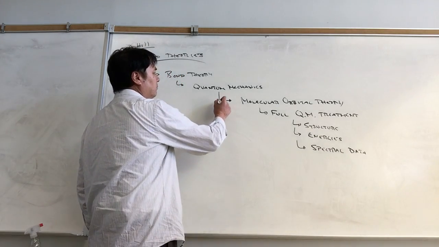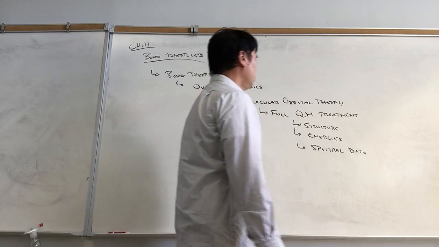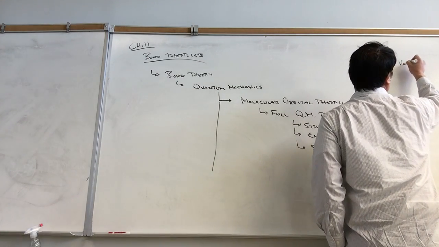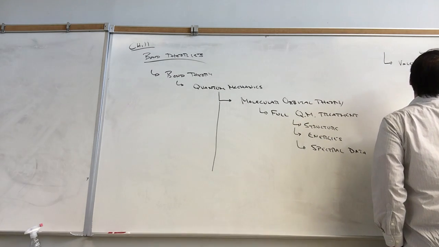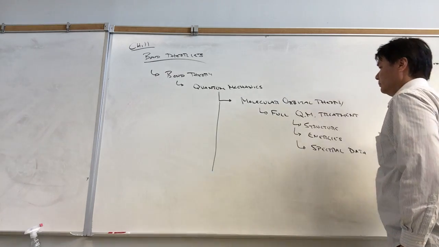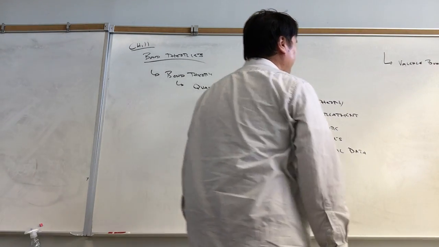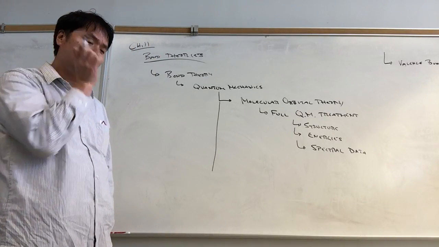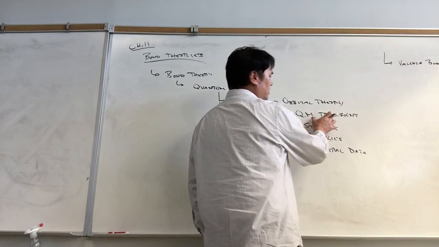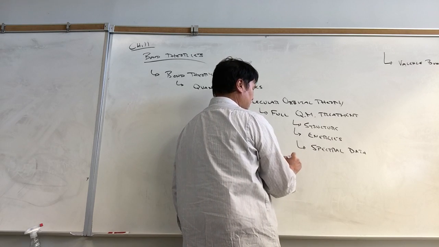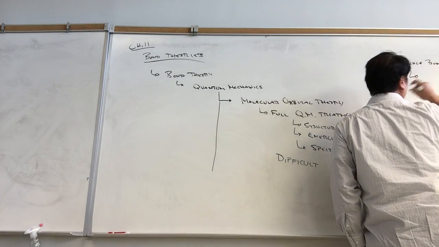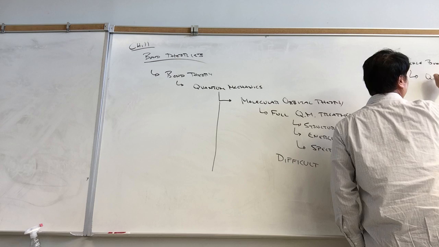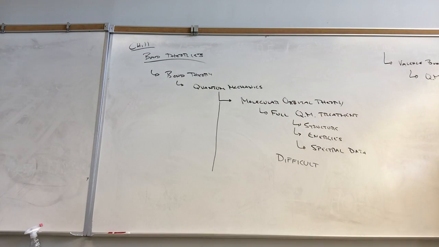Another way we can apply quantum mechanics to bonds is by using valence bond theory. Valence bond theory is a simplified version of this. The full quantum mechanical treatment has the disadvantage that it is difficult. And so valence bond theory just aims to simplify things by making some assumptions which aren't entirely correct. And so this would be called the quantum mechanical light version.